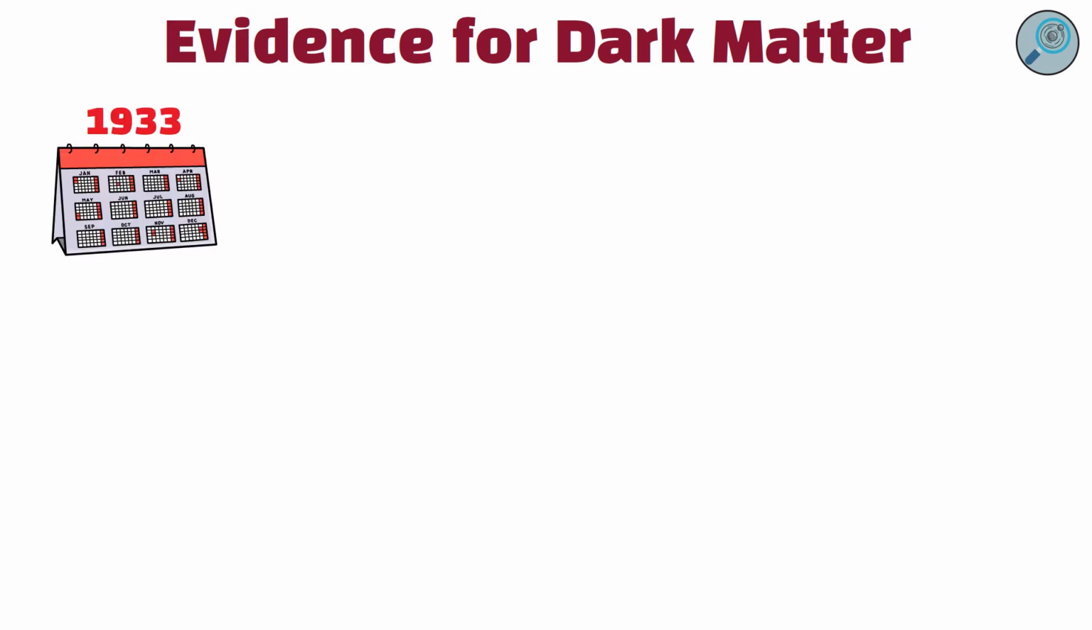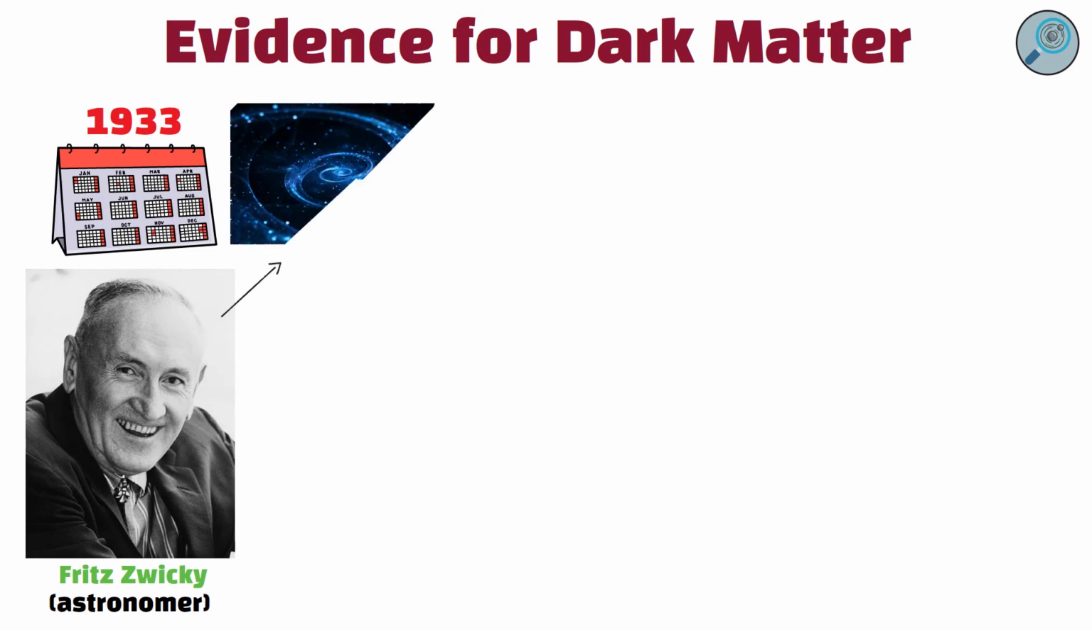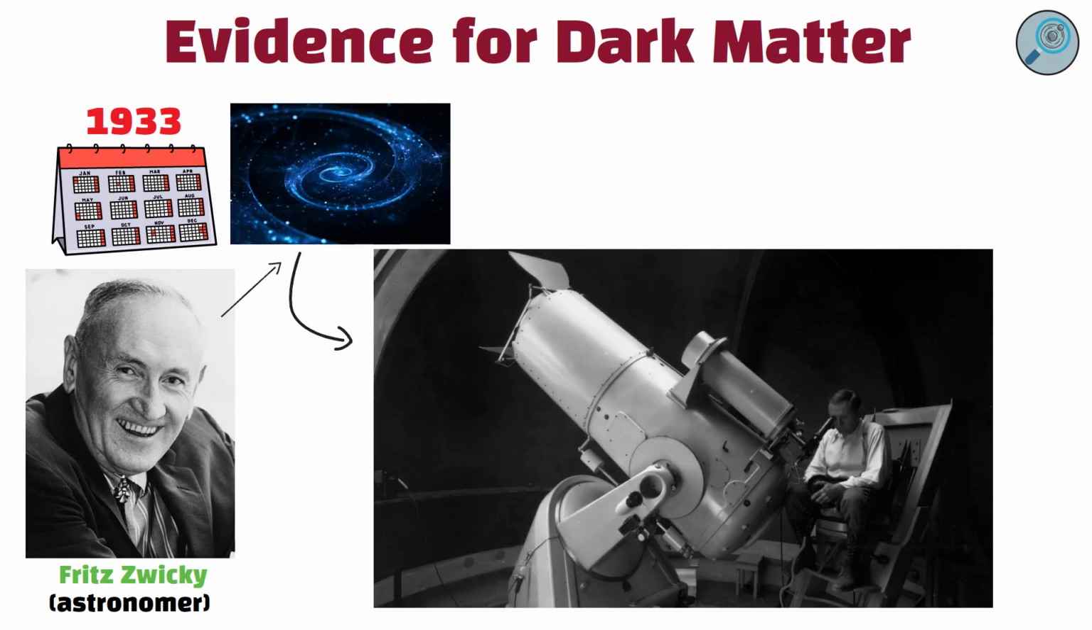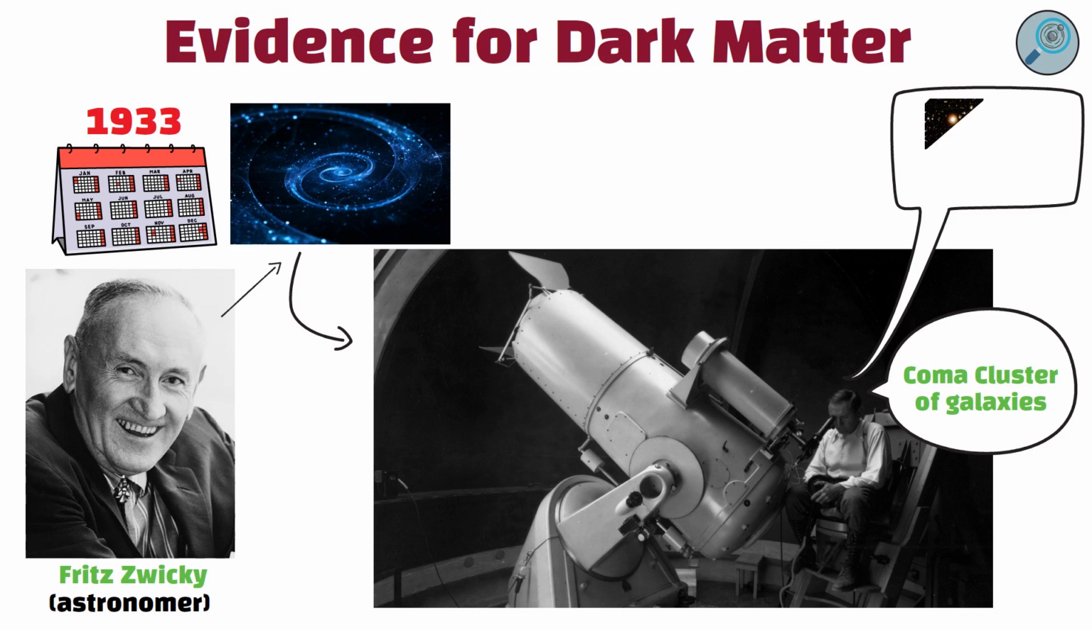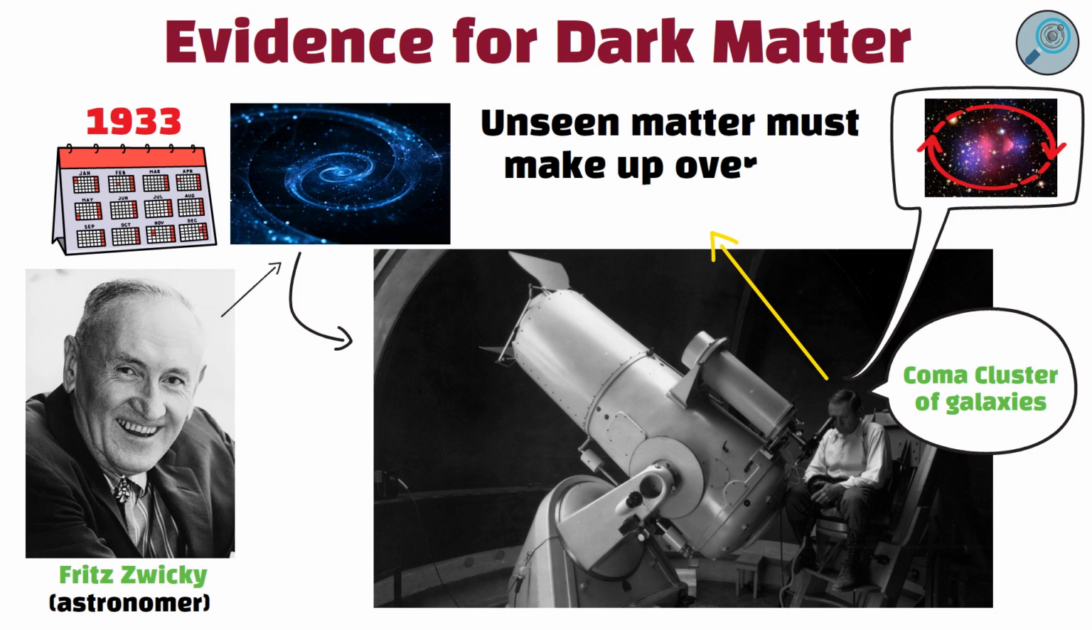In 1933, astronomer Fritz Zwicky first proposed dark matter when studying the Coma cluster of galaxies. He found the cluster's visible mass was far too low to account for the motion of its galaxies. Zwicky calculated that unseen matter must make up over 90% of the cluster's mass.